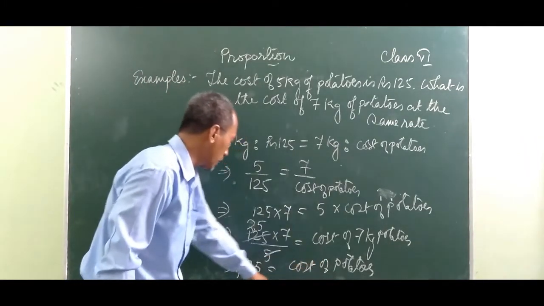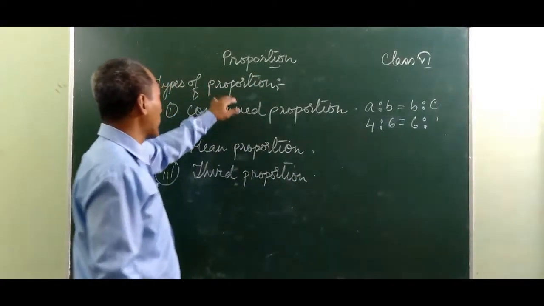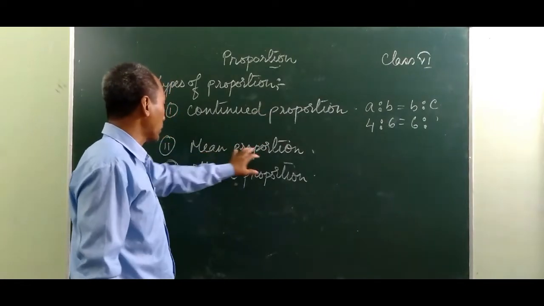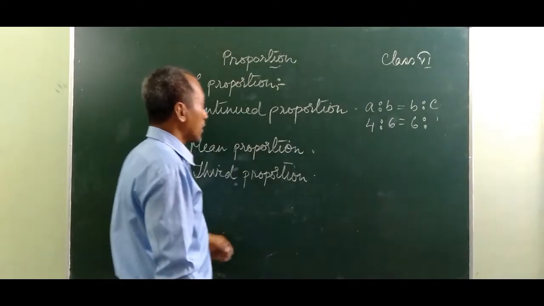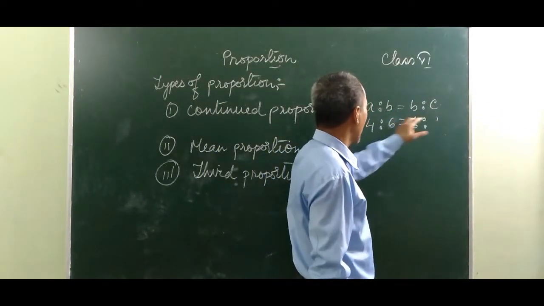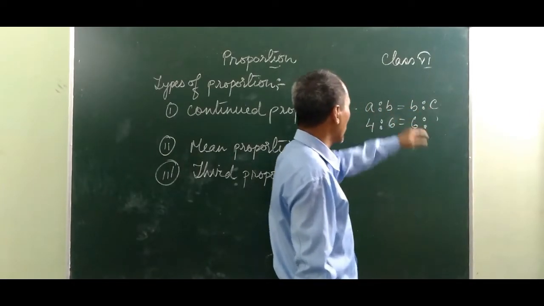Here the cost of potatoes is rupees 175. So we are going to study now types of proportion. In the types of proportion, we have continued proportion, mean proportion, and third proportion. So what is continued proportion? Say here A is to B is a ratio and B is to C is a ratio. So if A is to B is equal to B is to C, then it is called continued proportion.